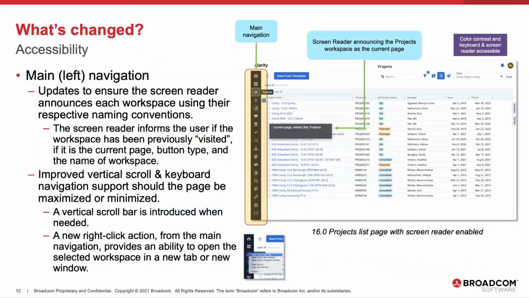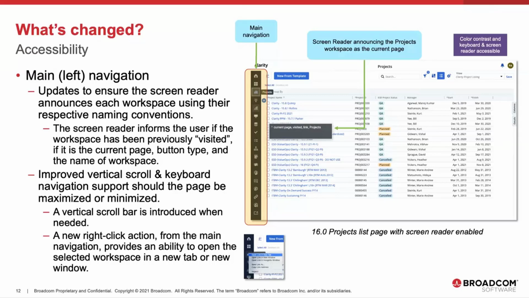Updates to the main navigation ensure that the screen reader announces each workspace using the correct and respective naming conventions. The screen reader informs the user if the workspace has been previously visited, if it's the current page that they may be on. It tells you it's a button type, and it announces the name of the workspace.